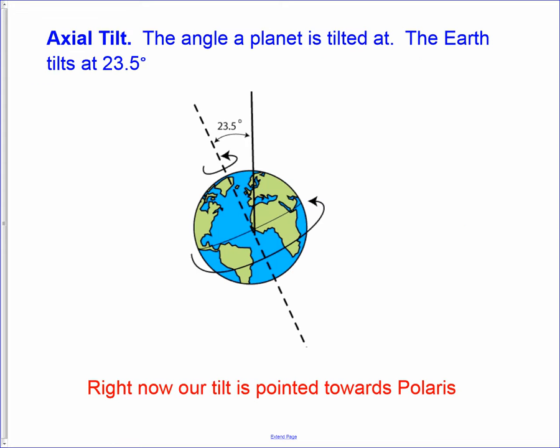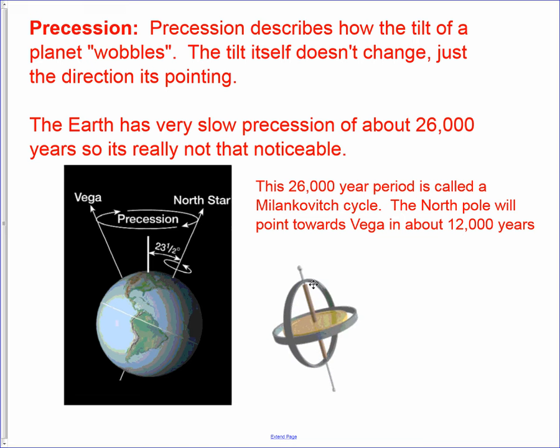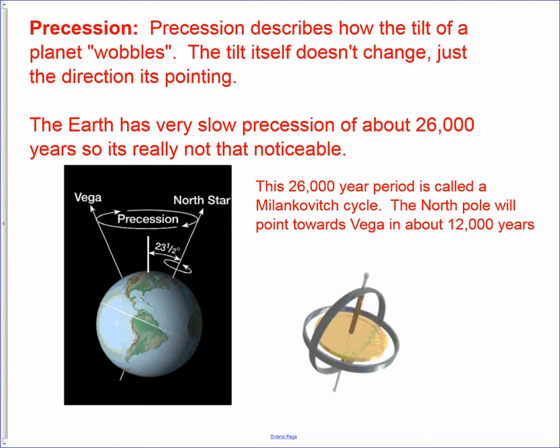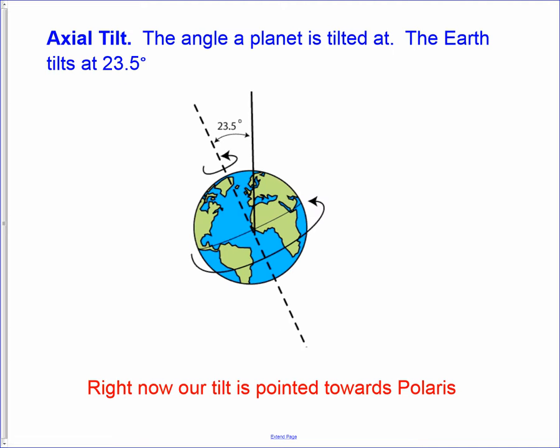As a result of that fixed orientation, the tilt remains the same, and the Earth is always slanted in one direction toward the same point in space. Just to define axial tilt, the angle at which our planet is tilted is the axial tilt, and ours happens to be 23.5 degrees, and we're tilted towards the star Polaris.